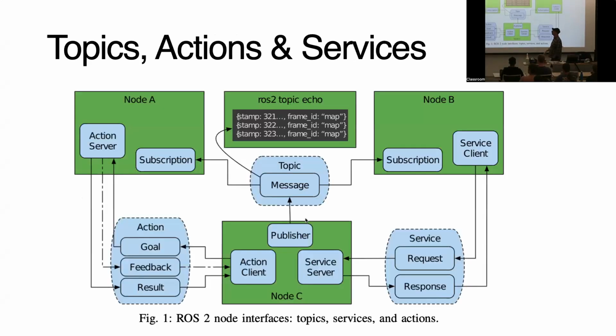All right, so here, this is from the original ROS2 paper. You might have a node, node A, that is subscribing to some topic and getting the messages. And then, in addition to messages, there are other types of messages. They're like messages. One is an action and one is a service.